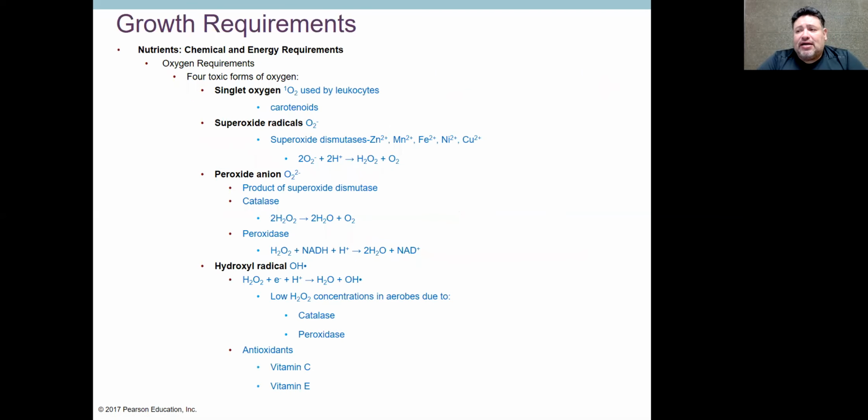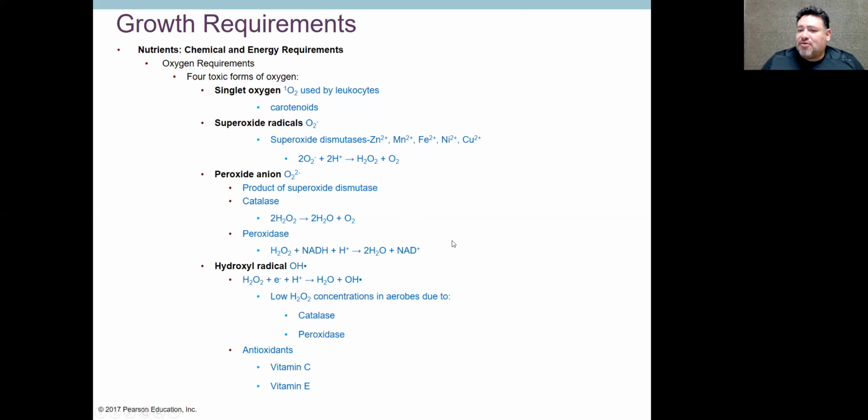Now, as it turns out, oxygen is a necessary evil. Okay, we need it in order to produce energy, and again, its requirement is the fact that it accepts electrons readily, but it's something that we have to kind of put up with. Okay, we have to defend ourselves against the problems that oxygen brings up, and bacteria has to do the same thing.